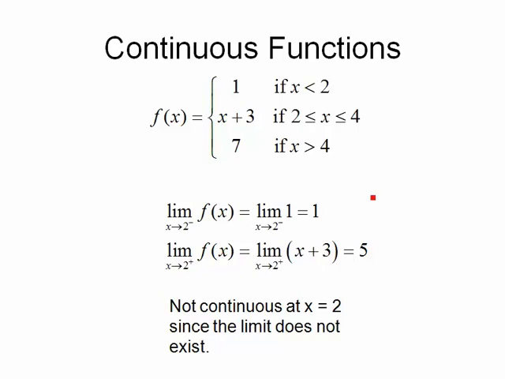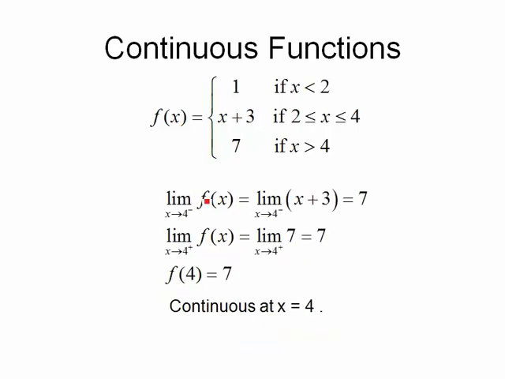We can't even go ahead and go to the last part and figure out what f of 2 is, because the limit to begin with does not exist. So there's some kind of a gap in this function. What about at 4? We'll do the same thing. We'll look from the left and from the right.